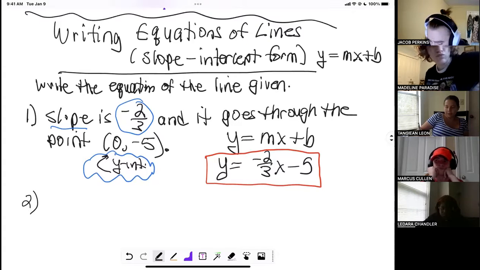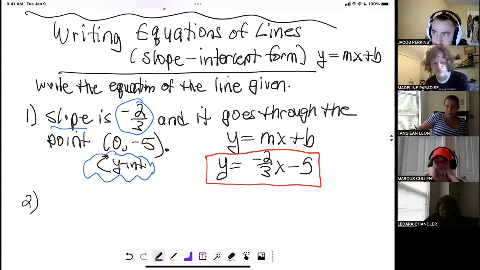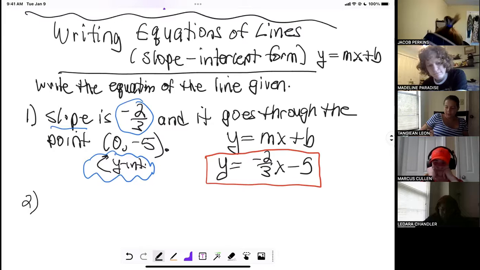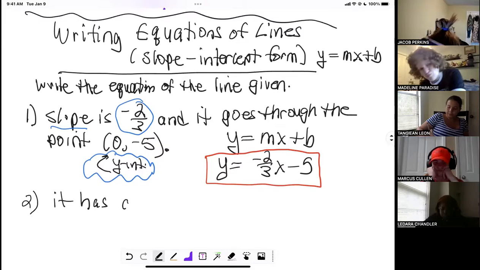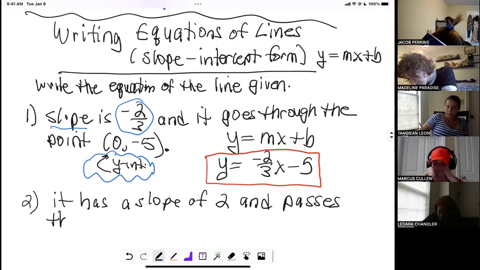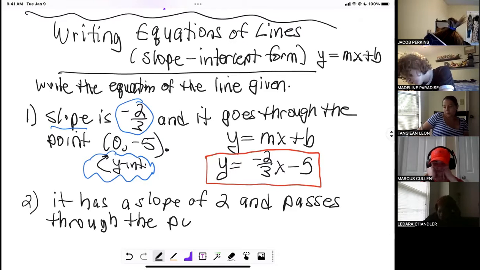So what do we do when we're not giving that basic slope and y-intercept? Then we might have to do a little bit more work. So this is the second kind. Write the equation of the line given it has a slope of 2 and passes through the point -3, 1.